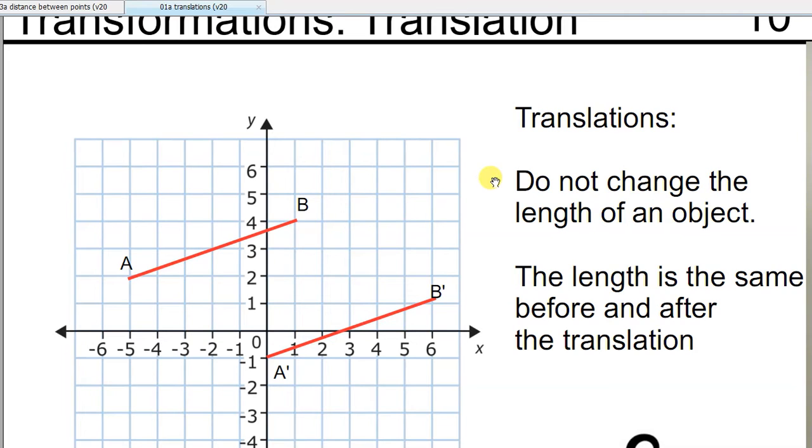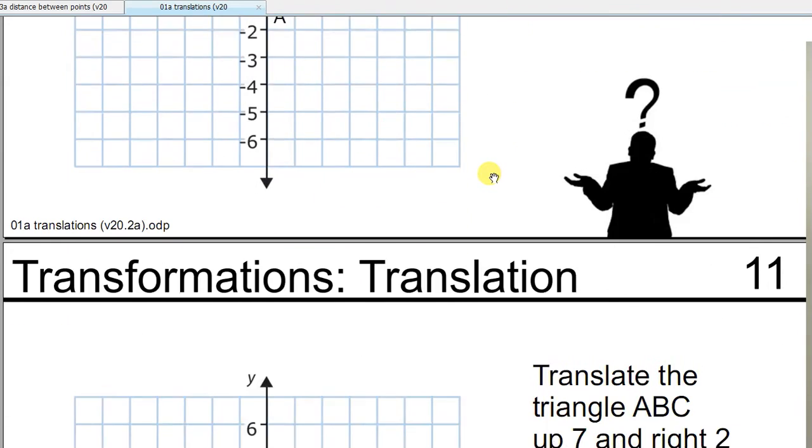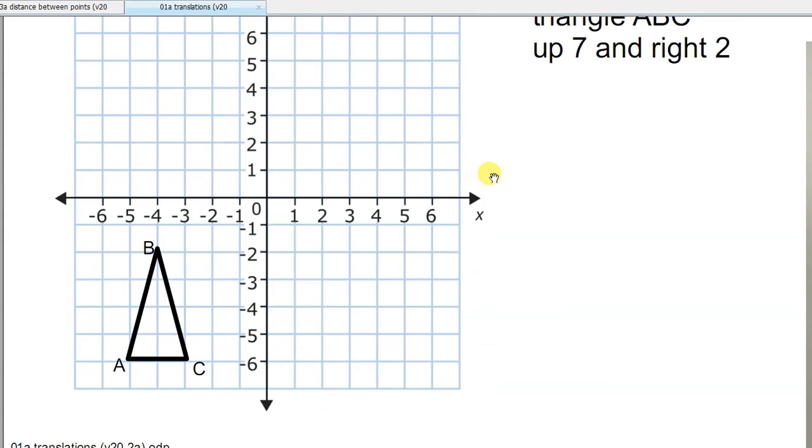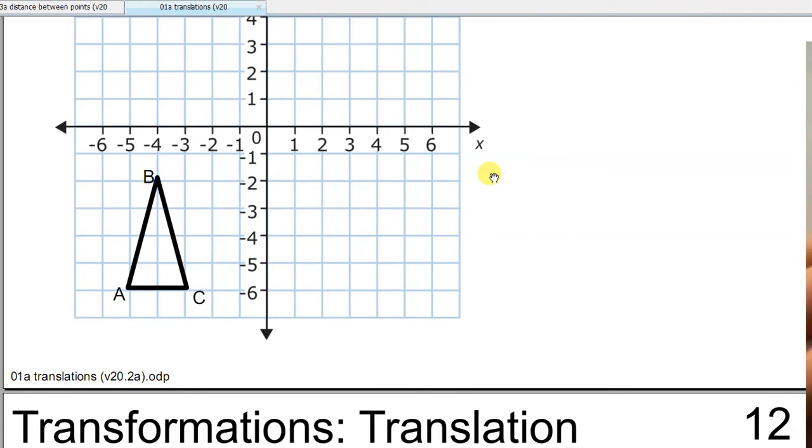Translations do not change the length of an object. It's the same before and after. Now we're going to do a full triangle, and we're going to move this up 7 and right 2.